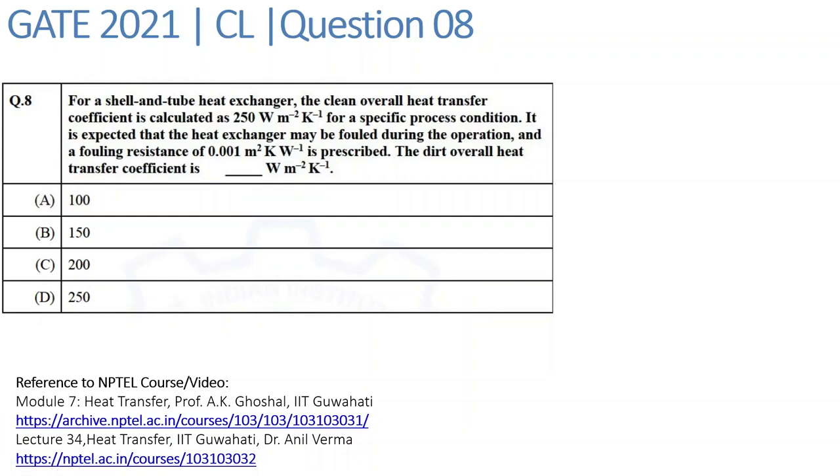The dirt overall heat transfer coefficient is dash watt per meter square per Kelvin. And this is an MCQ type of question, and we have been asked to find the overall heat transfer coefficient considering the fouling in the shell and tube heat exchanger.